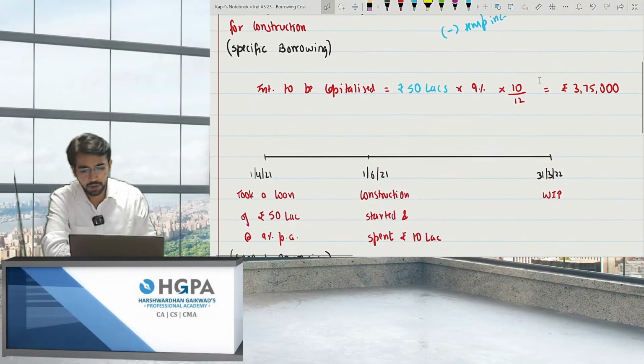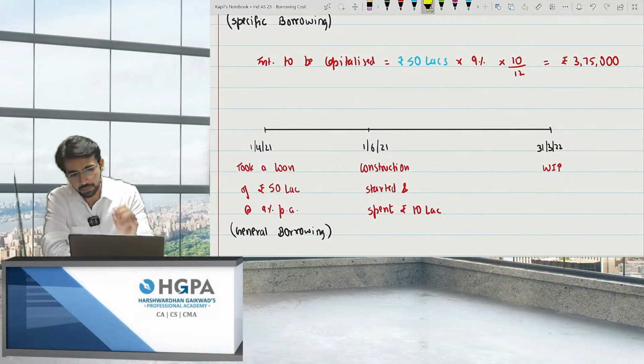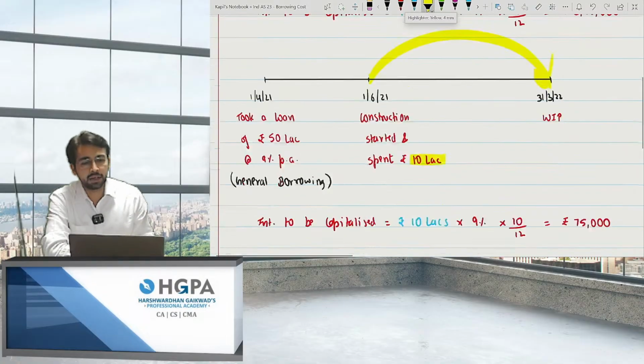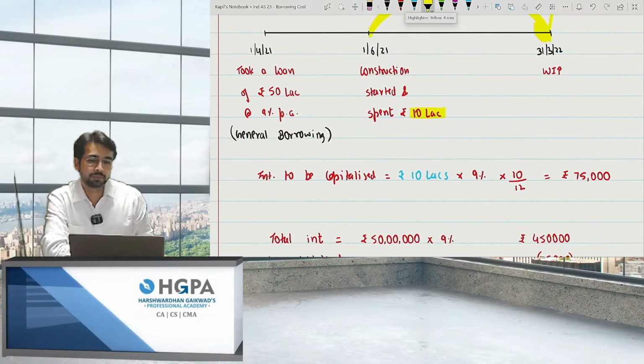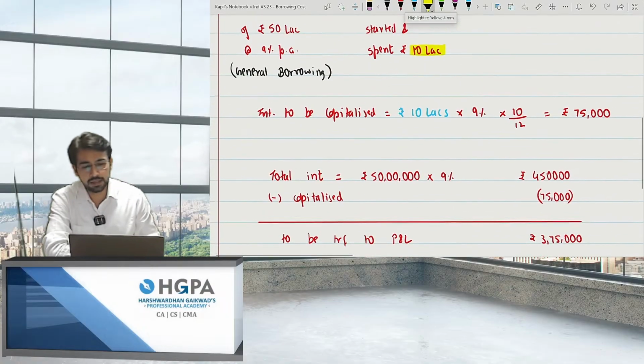Okay. Same question, but with general borrowing. Give me the answer. This time, it will not be 50 lakhs. Since it is from general borrowing, I have to take 10 lakh and for this period only. Obviously, I'll pay interest on the entire amount, but 75,000 will be capitalized and the rest amount will be transferred to P&L. This is the point.